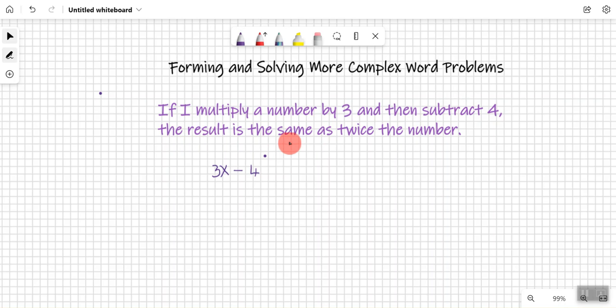The result is the same as, so the result of all of this, getting my number, multiplying it by 3 and then subtracting 4 from it, is the same as twice the number. Then we can say that all of this here is equal to twice the number. If the number is x, then twice the number is going to be 2x. Let me just write this out here.